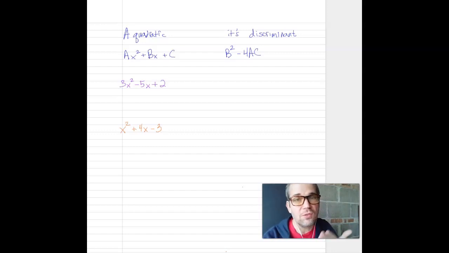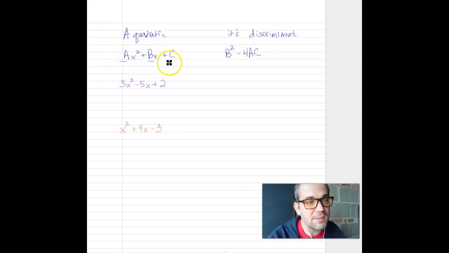It's always related to a quadratic. Every quadratic has a discriminant associated with it. What we learned earlier in the year was that quadratics in general form are like ax squared plus bx plus c, where anything that's in front of x squared we're going to call a, anything that's in front of x we're going to call b, and any number that's by itself we're calling c. The discriminant is the value of whatever b squared minus 4ac is.